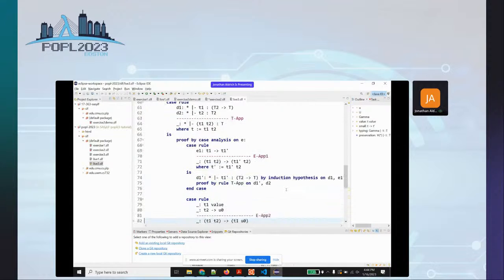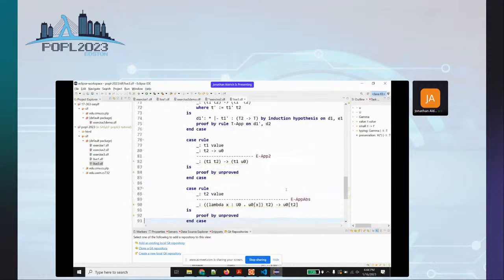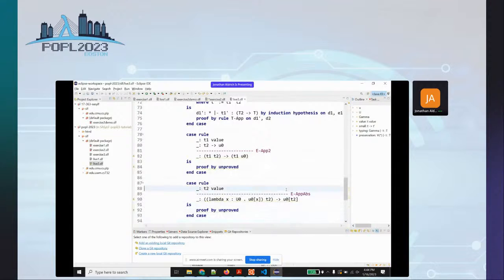Okay, let's skip EAP2 for now. Let's look at EAP apps. This is the fun one. Okay, again, I like having good names for things, so let's call this V2. And I'm going to call this T2 here, and call this T11. And then this will go to T11.